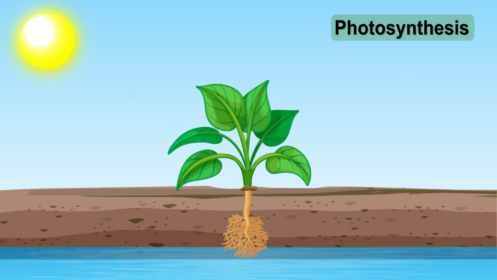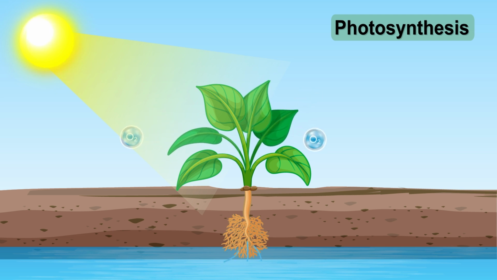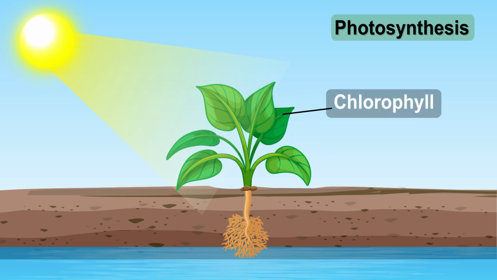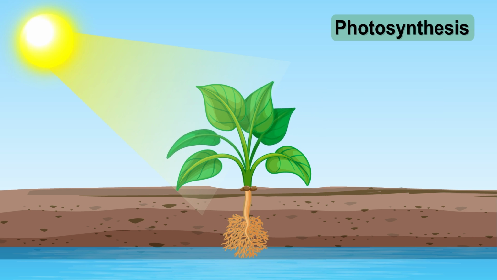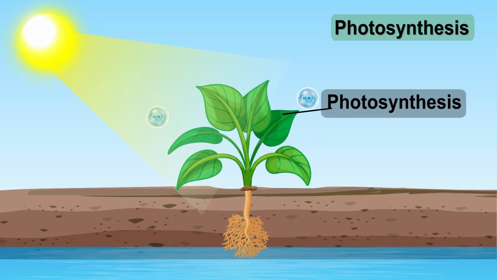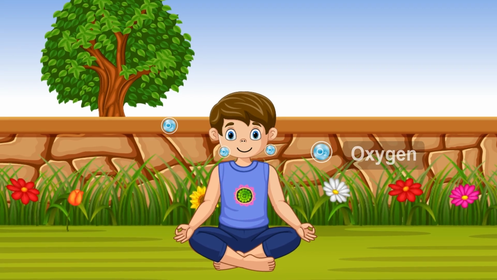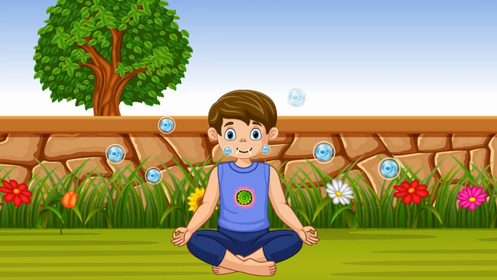Green leaves prepare food for the plants in the presence of air, water, and sunlight. Leaves appear green because of a substance called chlorophyll. Chlorophyll helps leaves to prepare food. The process of making food with green leaves is called photosynthesis. In the process of photosynthesis, plants give out a gas called oxygen. This gas is used by living things for breathing.